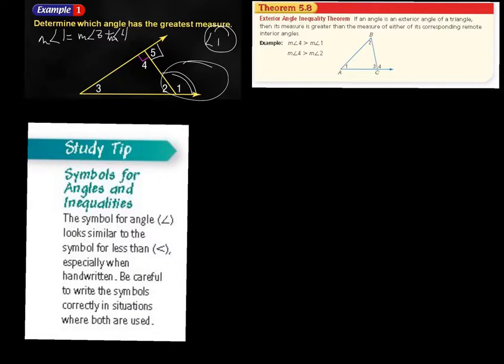And I thought their tip there was worth mentioning. We have 2 symbols that look quite similar, so we need to watch our penmanship. The symbol for an angle measure looks similar to the less than symbol when handwritten, so be careful to write them carefully where both are used.